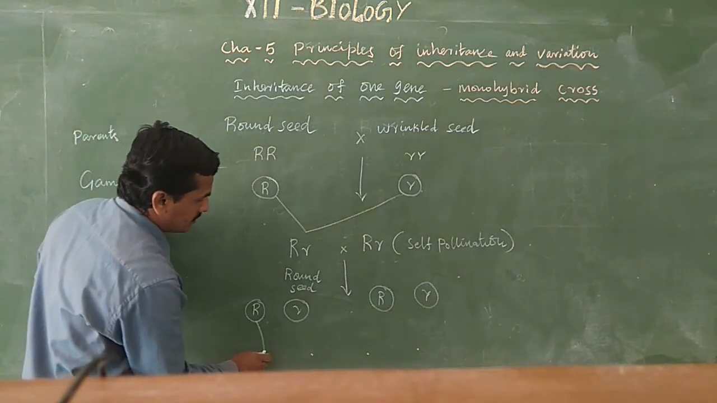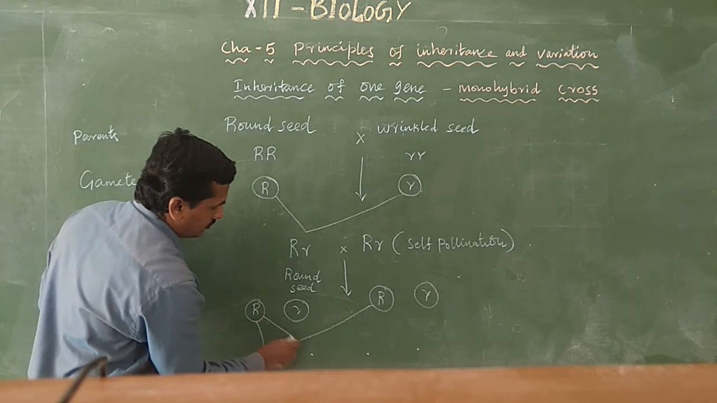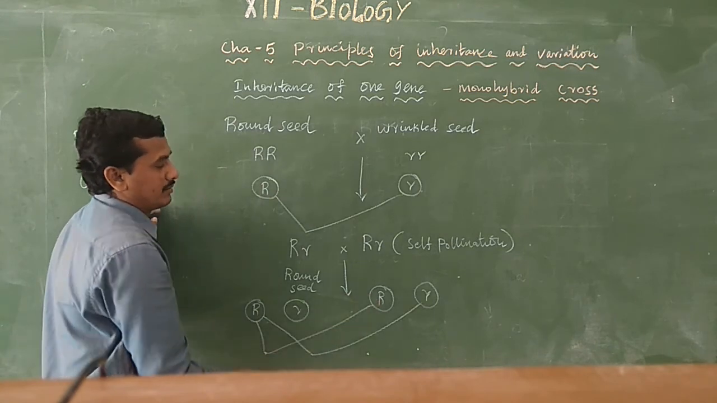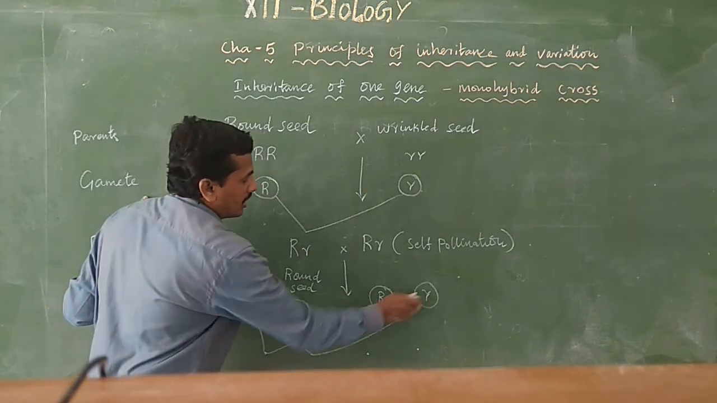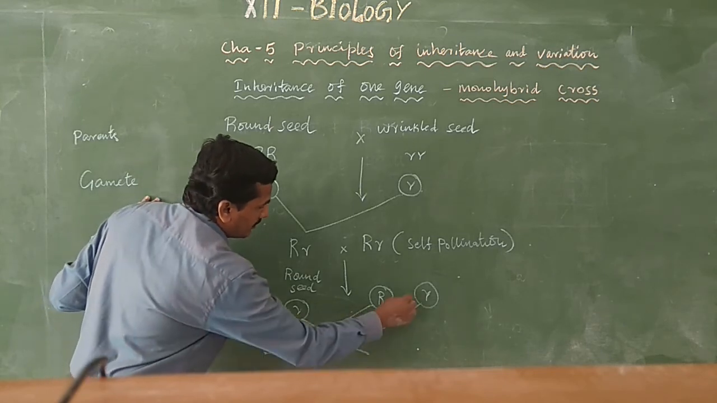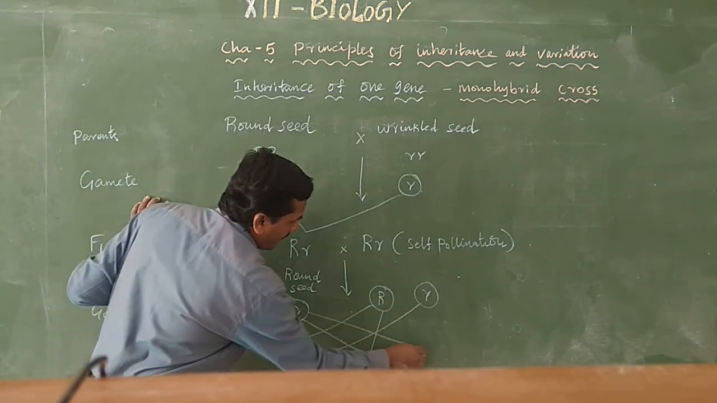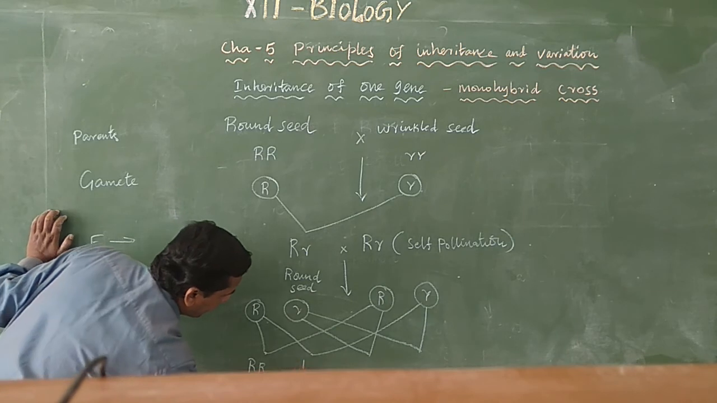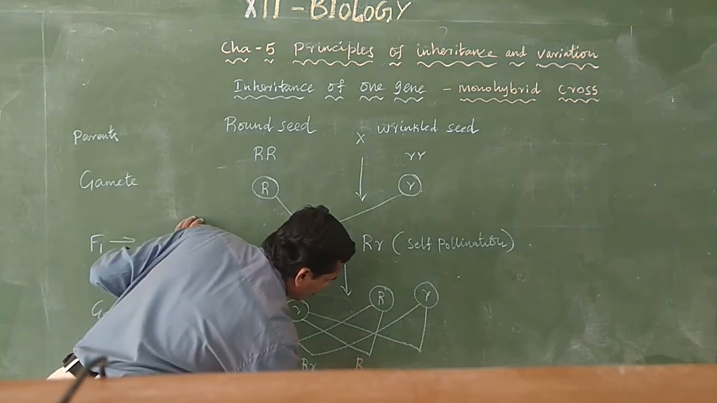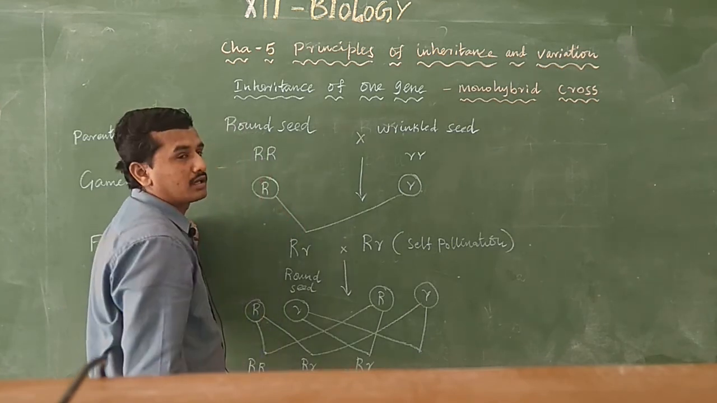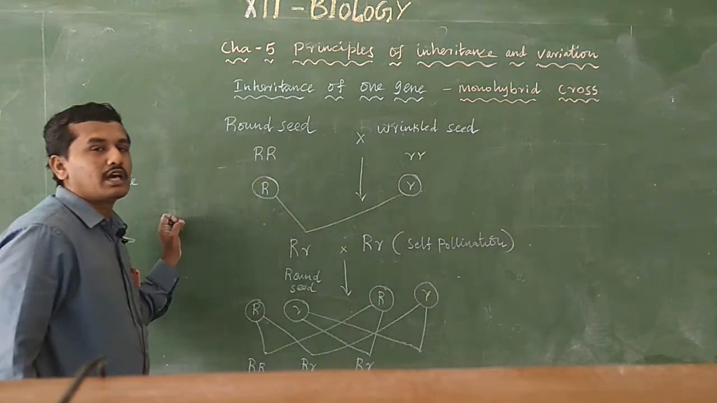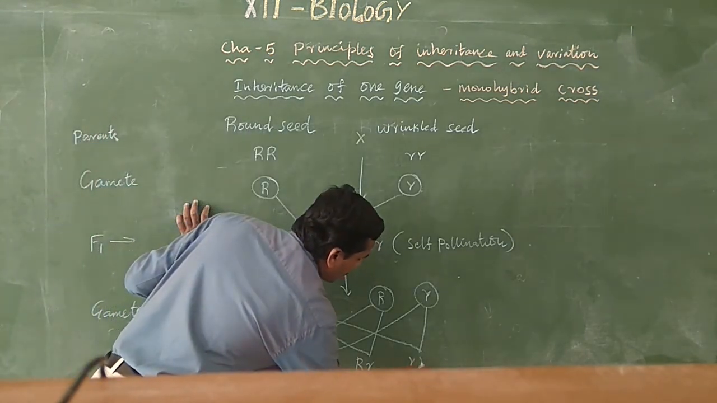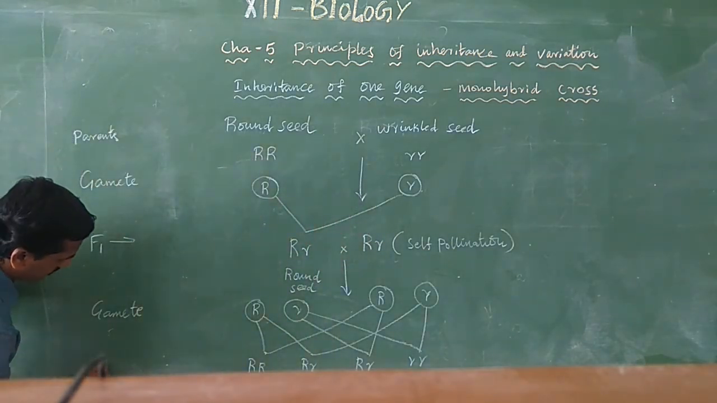So actually, one male gamete and a female gamete, and another male gamete and another female gamete. Capital R, small r. Again small r, because roundness is dominant, so we write capital R first, plus small r. This is actually the F2 generation.